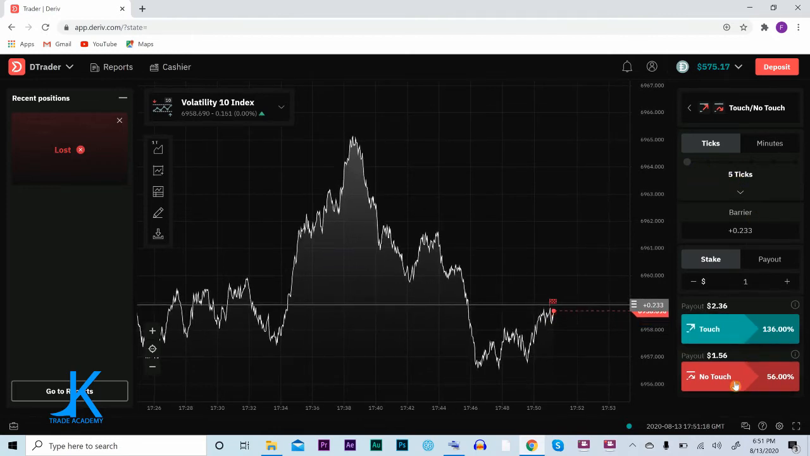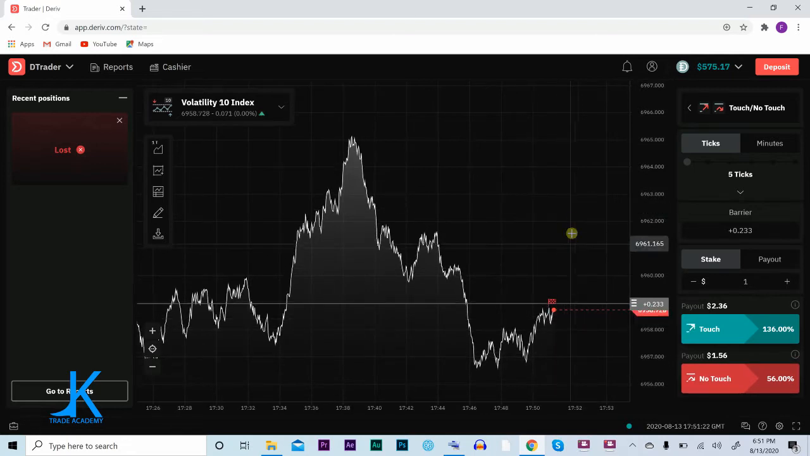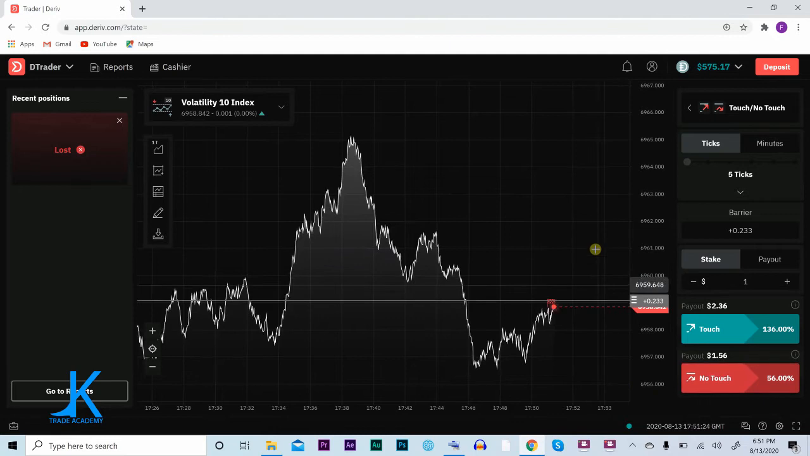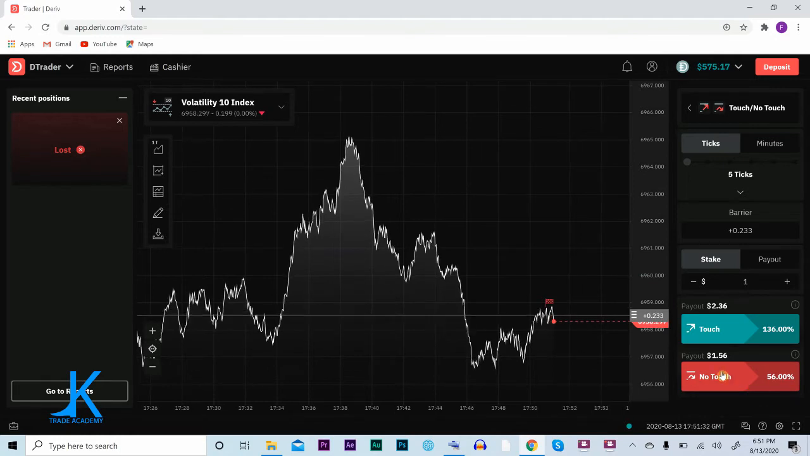If I say no touch, at the fifth tick, it must go above the line. It must not go below the line. It must go above the line. And if it goes above the line, I'm making profit. If it goes below the line, I'm making losses in this no touch.